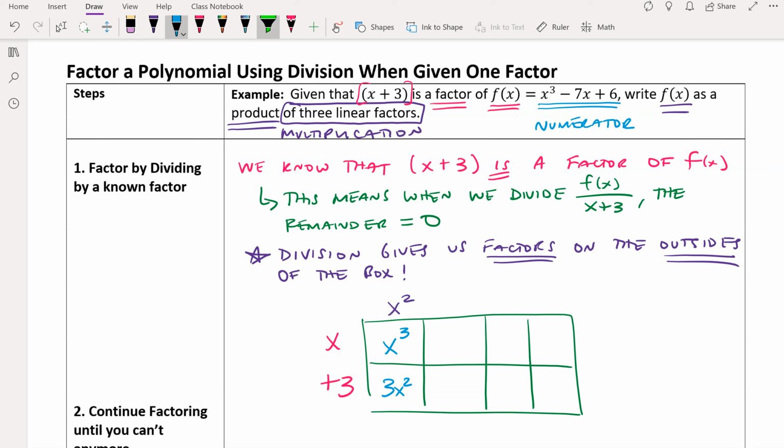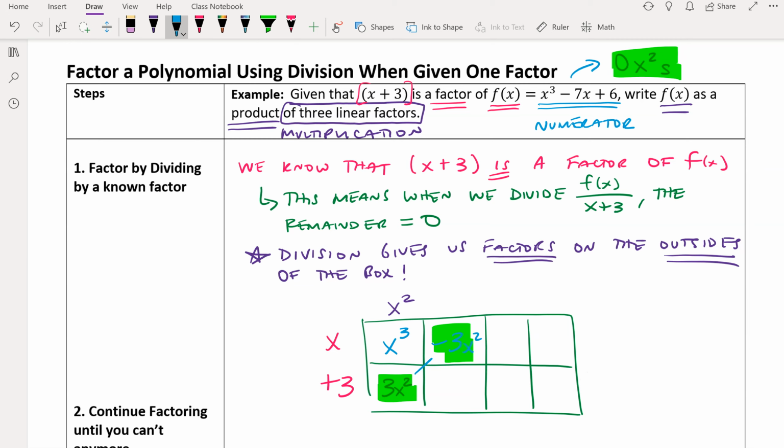Well, how many x squareds do I see in my numerator? I don't see any x squareds. Hold on, let's make a note up here. 0 x squareds. There's none. So these two need to cancel. The 3x squared and whatever goes in this box needs to make up 0x squareds. So I'm going to put negative 3x squared right there.